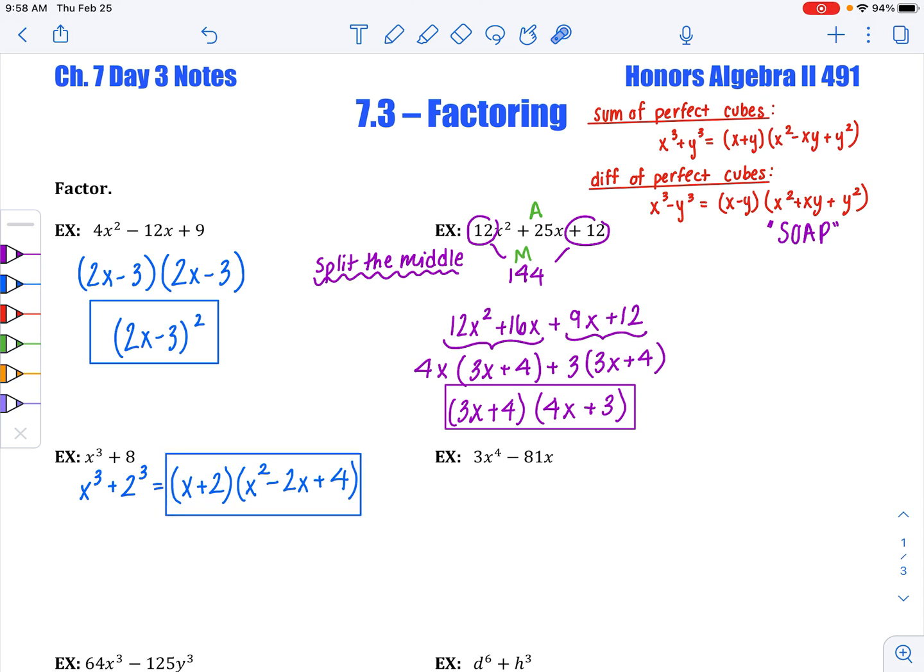Let's look at the signs one more time. Because it's addition, we'll have the same sign, opposite sign, always positive, if you're ever confused on the signs.